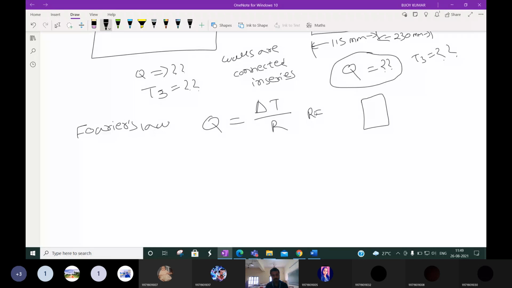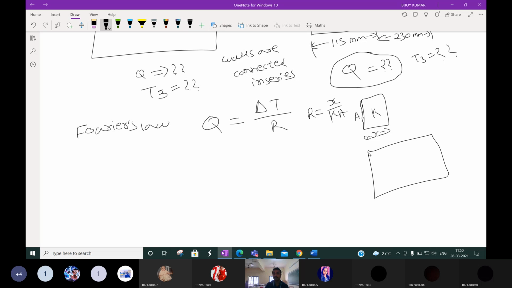X by K into A, sir. Yeah, very good. It is X by K into A, where X is the thickness of the plane wall, K is the thermal conductivity, and A is the area of heat transfer. Okay, this is for a plane wall.